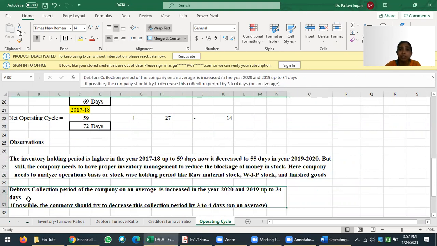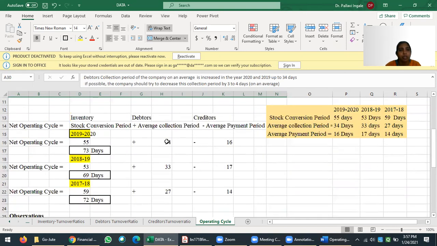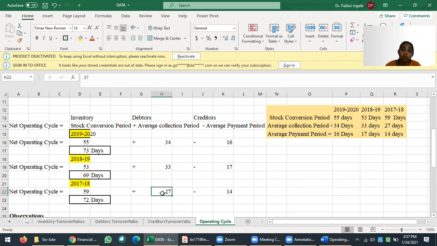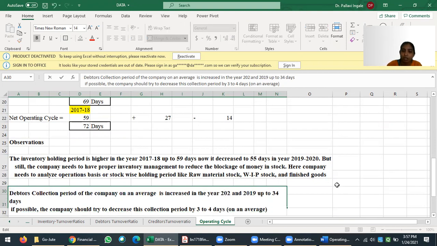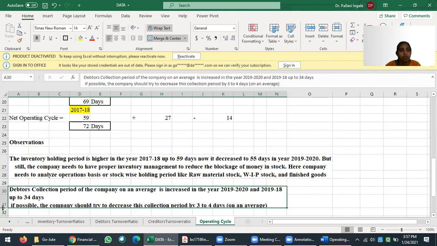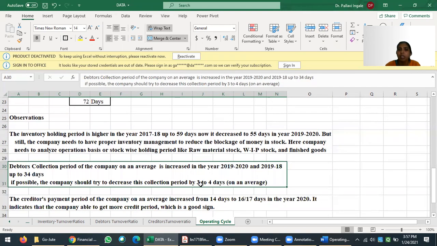Then our debtors collection period we have calculated. If you see, it was 34, 33 and 27. So in 2017-18, it was very less. Now it has increased. So I'm writing here: the debtors collection period of the company on an average increased in year 2019-2020 and 2018-19 up to 34 days. If possible, the company should try to decrease this collection period by 3 to 4 days on an average, because we are not going customer-wise, we are going on an average. So we are writing very specifically 3 to 4 days, if they are able to manage, that will be great for them.